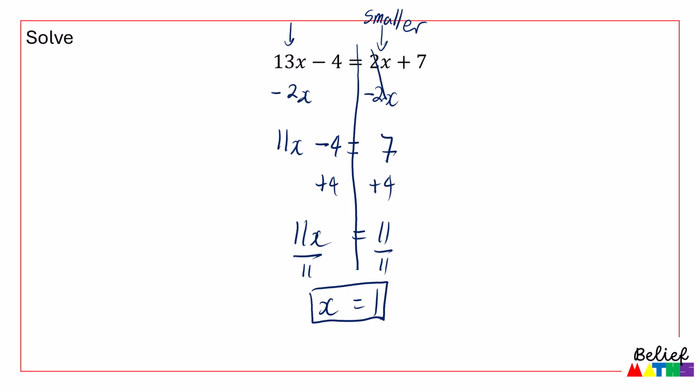And again, just a reminder how we check this, we can sub that back in. 13 times 1 minus 4 is equal to 2 times 1 plus 7. Well, that's 13 take away 4. And this is 2 plus 7. 13 take away 4 is 9. 2 plus 7 is 9. 9 on both sides, so we know that we're correct. So again, it works checking if you've got an unknown on both sides as well. It's a good habit to get into to check your answers back.